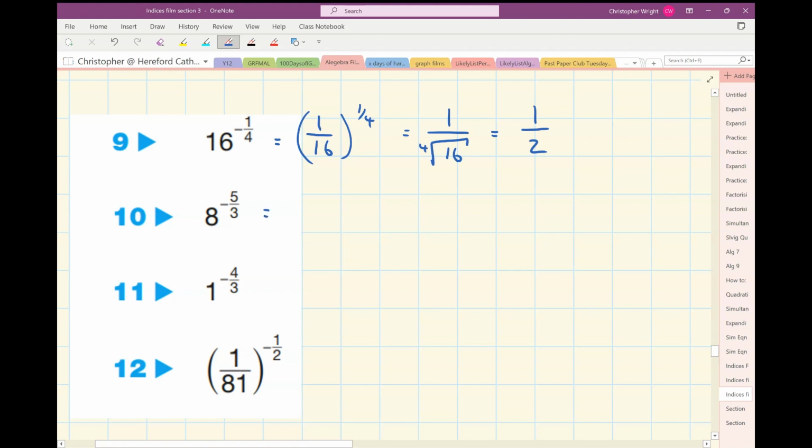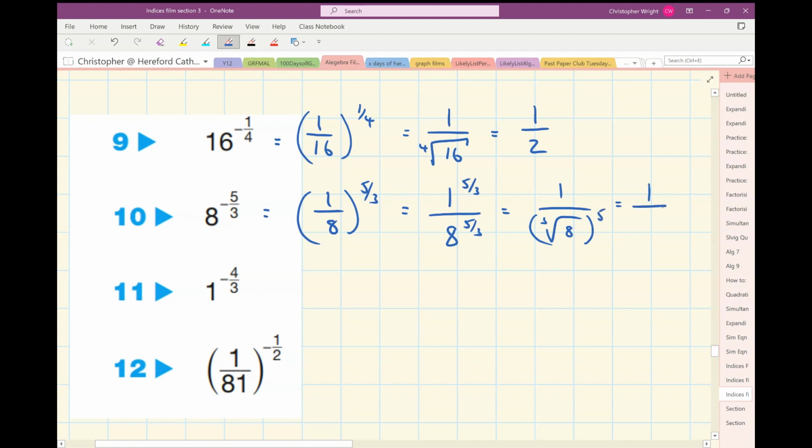8 to the power of minus 5/3. It's going to be 1 over 8 to the power of 5/3, which is 1 to the power of 5/3. That's just going to be 1 over 8 to the power of 5/3. Right. So that's 1 over the cube root of 8 to the power of 5, which is 1 over 2 to the power of 5. 2, 4, 8, 16, 32.